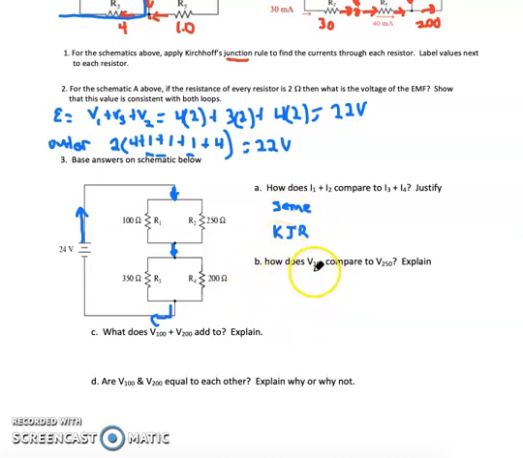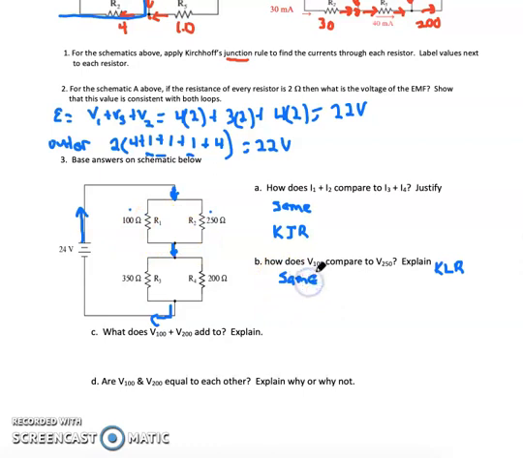Now it asks, how does the voltage drop for the 100 ohm compare to the voltage drop for the 250 ohm? Okay, so now we got to apply the loop rule. When we talk about voltage, it's the loop rule. And this one is, in one sense, easy to answer, but maybe a little bit more complicated to explain. So the answer is they're the same.